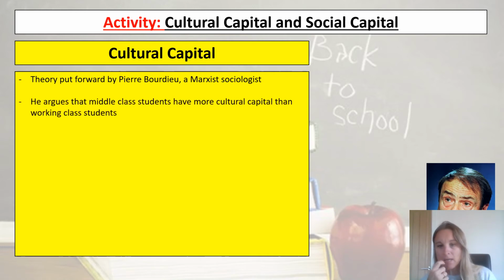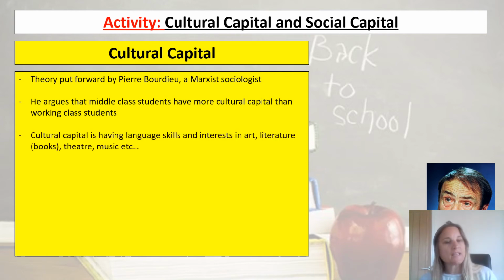He said middle class students have more cultural capital than working class students. And what he meant by that is that cultural capital was having skills and interests in art and literature and books and theatre and so on. So we know that capital is what you've got that you can invest. So in terms of money, if you were starting up a business, your capital is the money you invest in your company. And cultural capital is this idea of what you've got as your starting point, really, as a student of education in terms of culture.